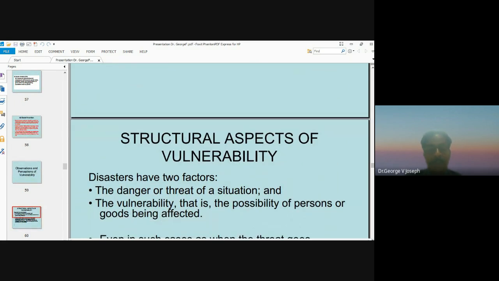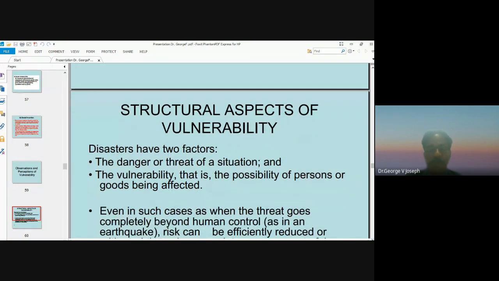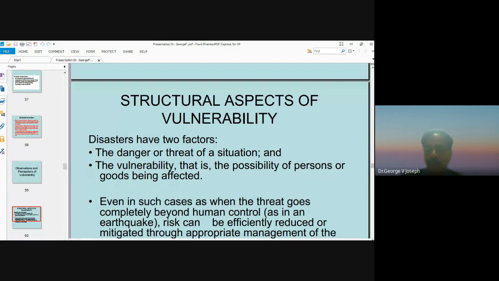So disasters have actually two aspects. One is the danger or threat, that is mostly the external aspect. Now the vulnerability, that is the possibility of a person or goods being affected. So there is an earthquake, which is external, and this is being experienced by different persons, and people may have the coping capability.